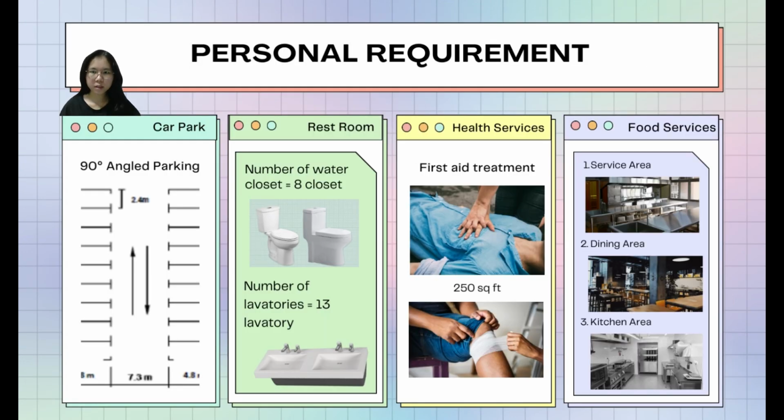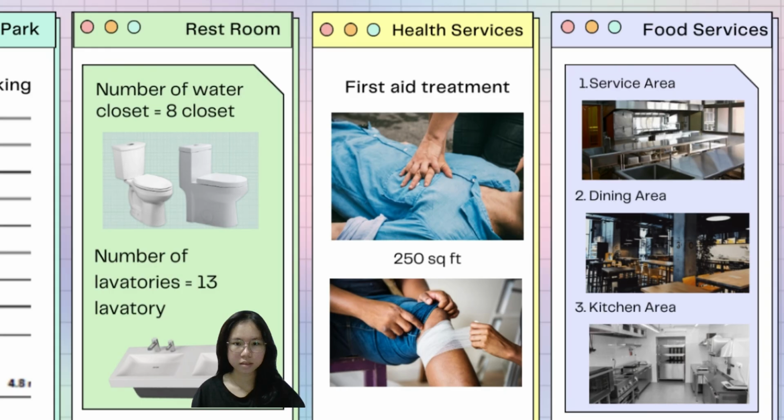Next, I will explain about the personnel requirements. The planning of the personnel requirements includes planning for employee parking, restroom, health service, and food service. In this case study project, 19-angle parking is preferred. Next is the restroom. The purpose of the restroom is to offer the employees access to an area where individuals may take care of their physical requirements in a clean, secure, private, and sanitary way. With a total of 260 employees, the number of water closets is 8, while the number of lavatories is 13.